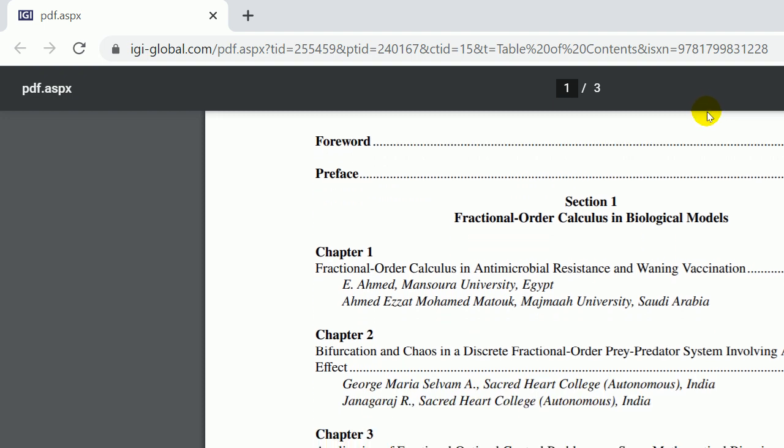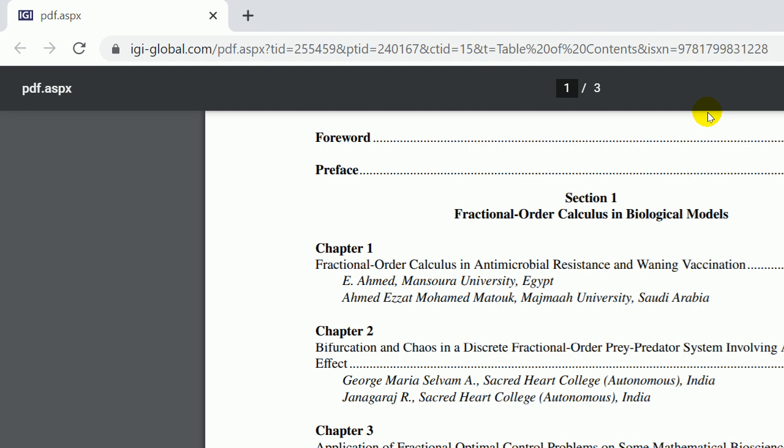If we have a look at the authors of each chapter, chapter 1 is by Professor Syed Ahmed Rahmatullah Ali and me. We studied a model of antimicrobial resistance, which is resistance to antibiotics, using the fractional derivatives.